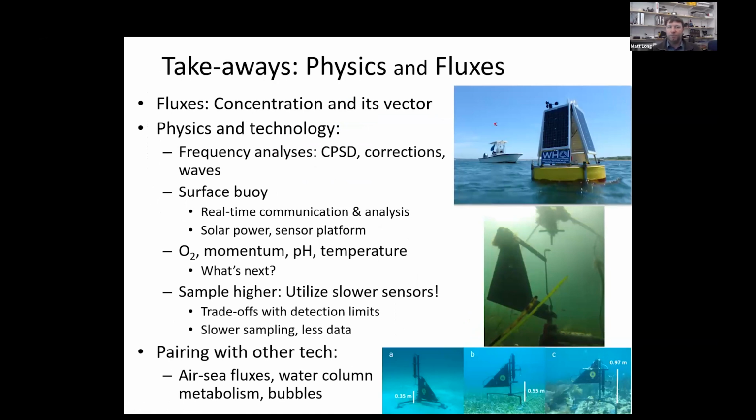We get the fluxes, which are the numbers we need. We can use this frequency analysis. We've got this surface buoy that allows for real-time communication and analysis. We can analyze in real time how our sensors are working. We're using a variety of tracers: oxygen, momentum fluxes, pH fluxes, and temperature fluxes. And now that we can utilize slower sensors, I'm very curious and excited to talk with others about what other new sensors we can implement. And then, of course, pairing this with other technologies for doing air-sea fluxes, water column rates, as well as things like bubbles. So that's all I had.